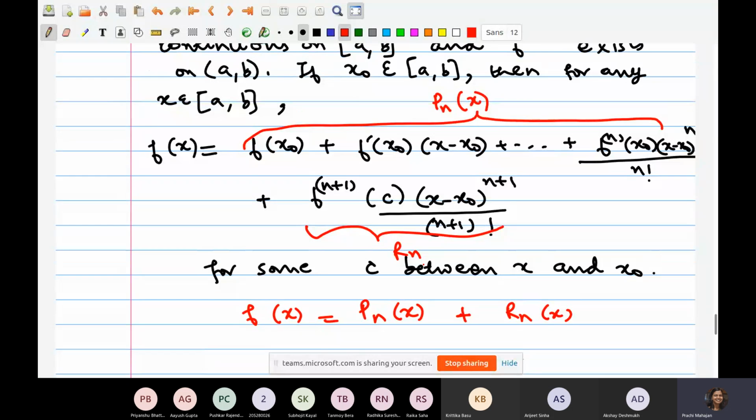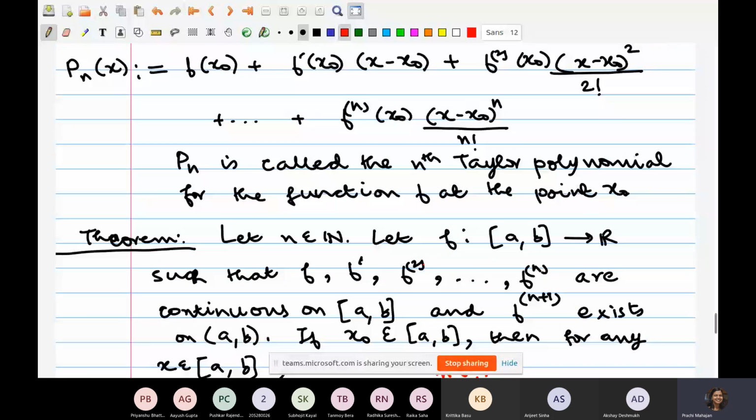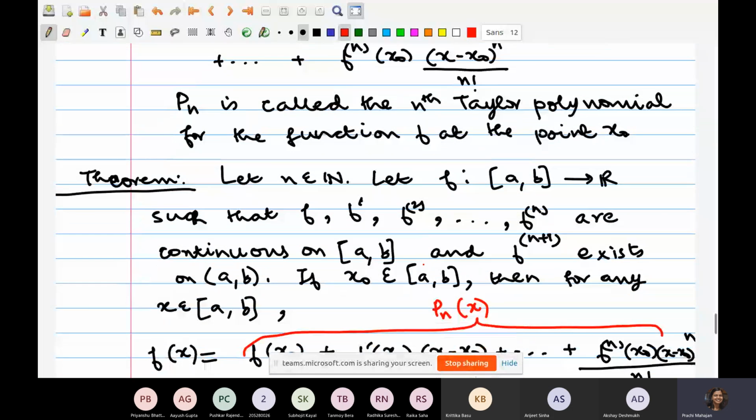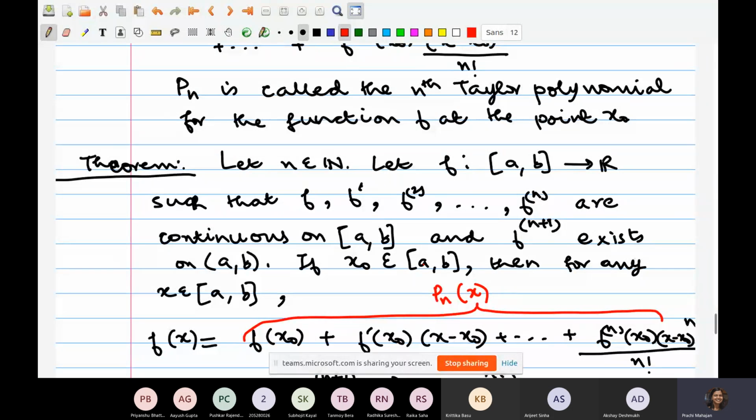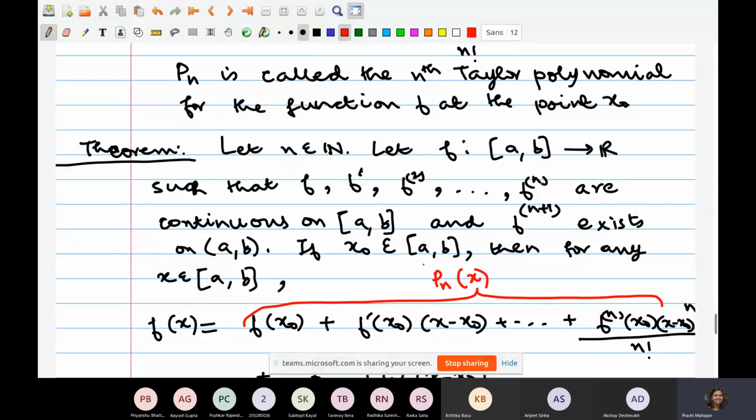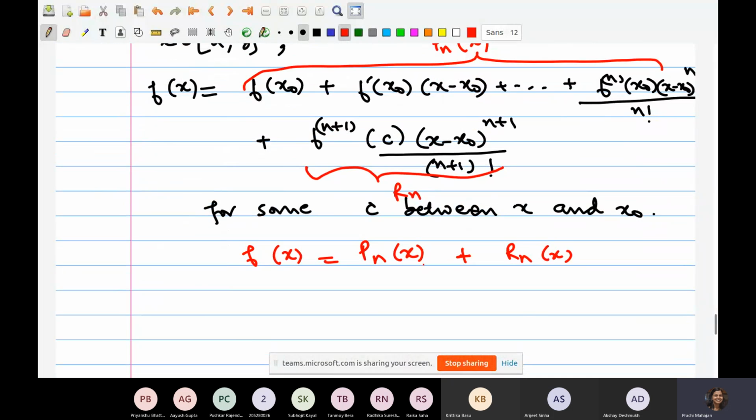So this is saying that if the function f is n times differentiable, so all possible derivatives of f up to order n exist and are continuous on the interval [a, b], and the (n+1)th derivative of f exists everywhere on the interval, then what is this theorem saying? You can approximate the function f by a polynomial of order n. And Rn is the remainder term. It is telling you the quality of your approximation. What is the error involved in this approximation? The higher the n, the better the approximation.